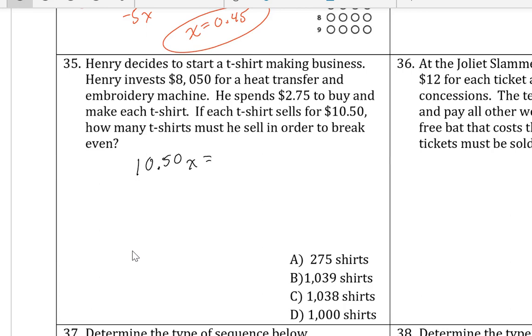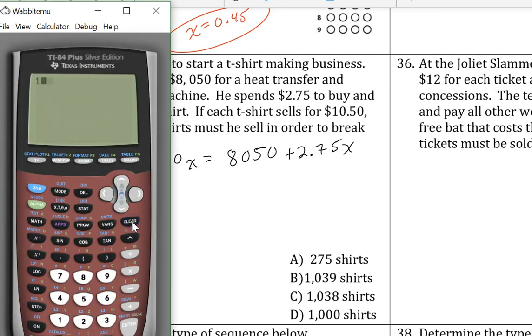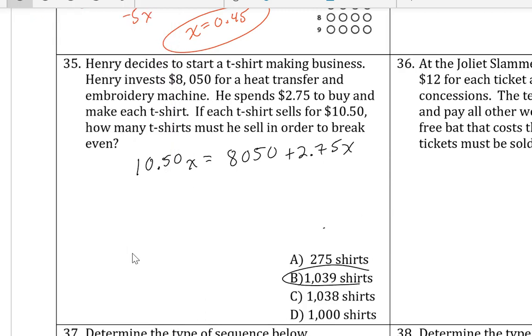And again, this video is meant to be after we've done it, after we've worked through the problem, so I'm shortcutting a bit for the sake of time. So first I would subtract that 2.75 over, so I have 10.50 minus 2.75, and then I would take that 8,050 and divide it by 7.75. So to break even here, we can't sell 1,038.7 and some change. So we got to round up to that 1039.